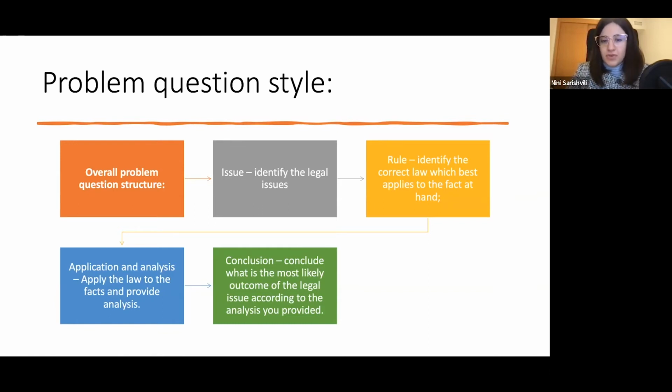These are very high-level legal skills for which you will be marked. You will be given a high score. However, if you're not able to identify the right law, and if you're not able to apply it to the facts of the case correctly, make convincing analysis and arguments, you will not be able to get a high grade.